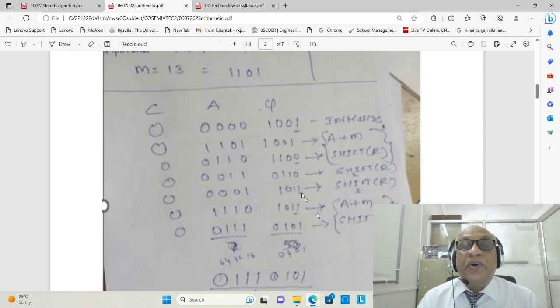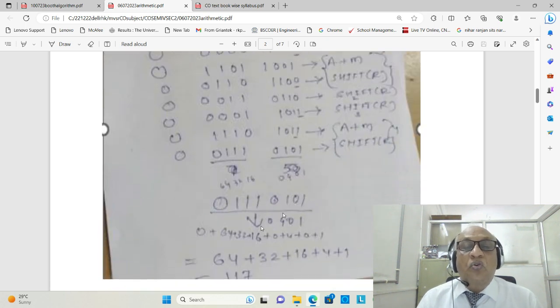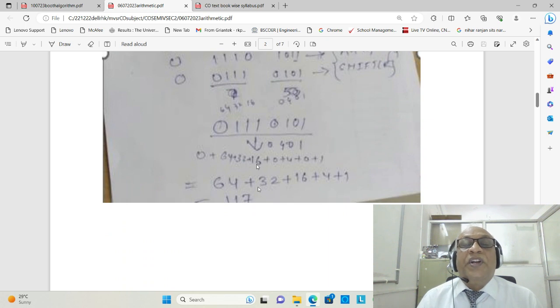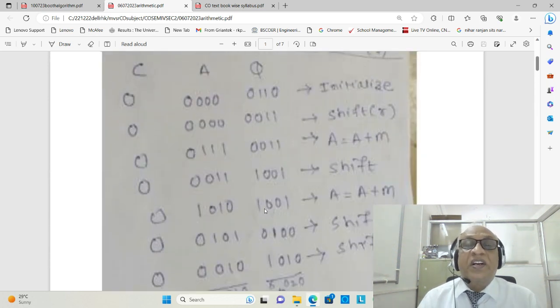Now it is 1, perform A plus M and shift it to right. So A plus M is this 1110, and this 1011 is kept as it is. Then shifting it to right will yield this number at the fourth iteration: 01110101, whose binary to decimal conversion gives 117. This was what we have already covered.